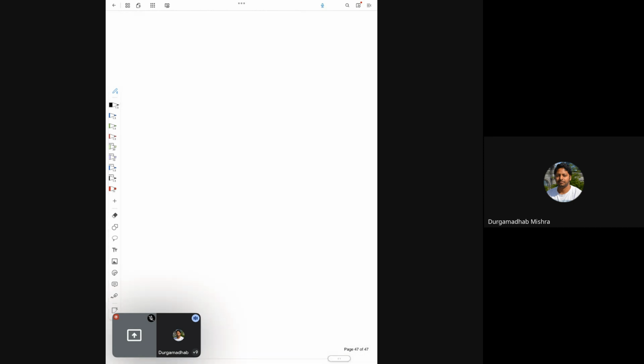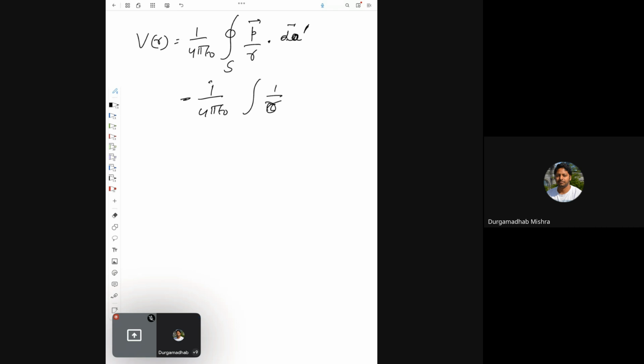So if you do that, eventually you will find out your V(r) you'll be able to write as 1 by 4 pi epsilon naught, the surface integral of P dot dA prime. So you will separate your integral into two parts. One is a surface integral and one is a volume integral, 1 over R, del dot P.